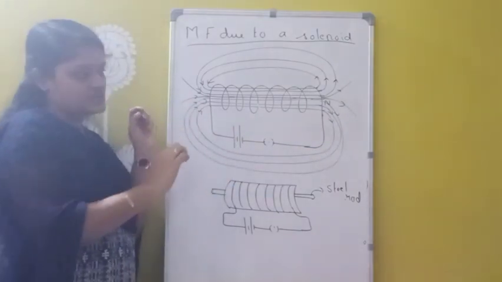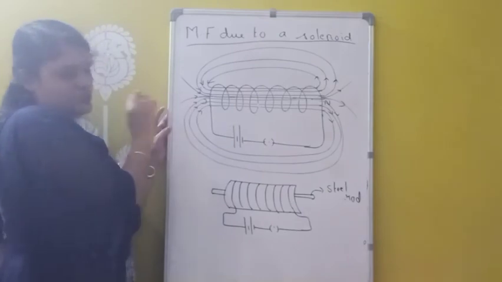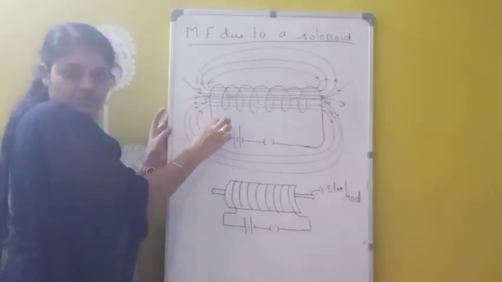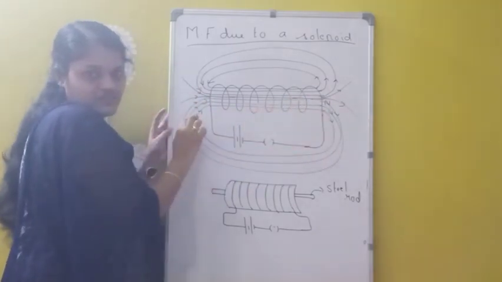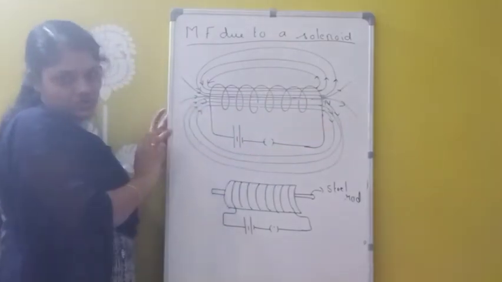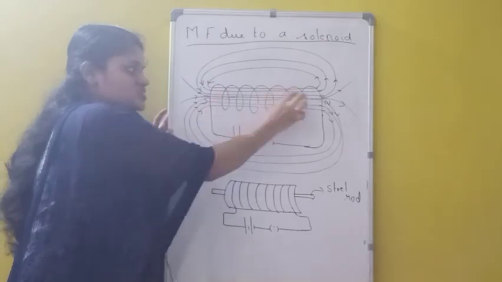The pattern or shape of field lines around the solenoid is the same as that of a bar magnet. The field lines start from the north pole and end at the south pole. This one is the north pole and this one is acting as a south pole. So the field lines are the same as those of a bar magnet outside the solenoid. That means field lines start from the north pole and end at the south pole. And inside the solenoid, the field lines are in the form of straight lines.